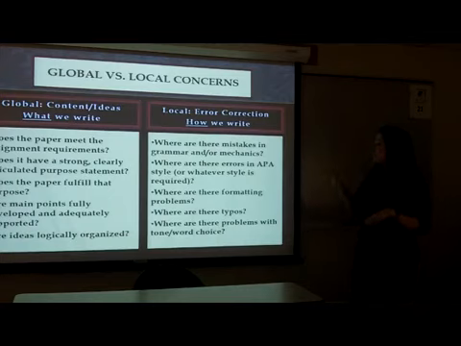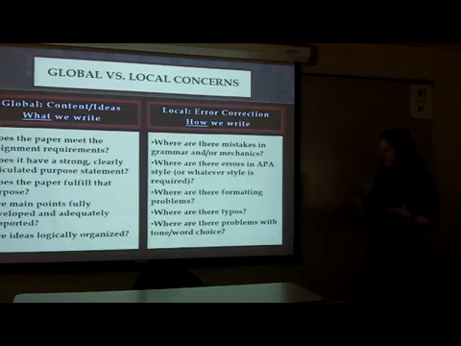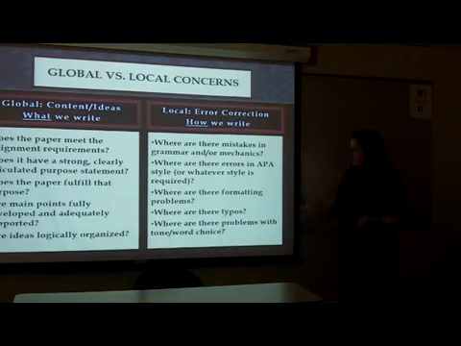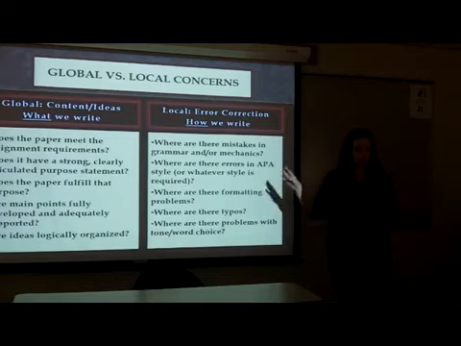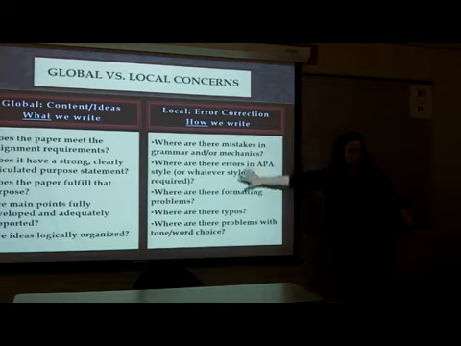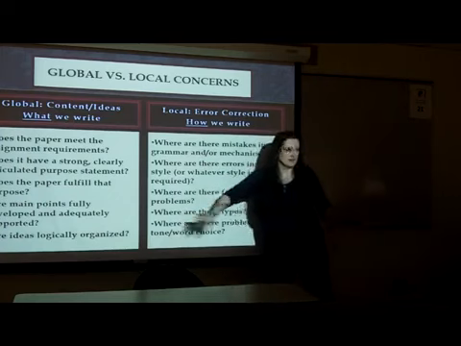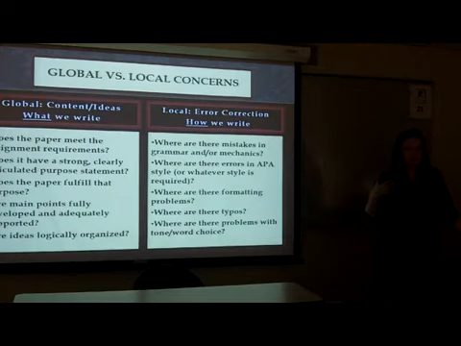And then local concerns: where are there mistakes in grammar, mechanics, APA, or whatever style is required? Where are there formatting problems? Where are there typos? Where are there problems with tone or scholarly voice or word choice? I could think of 8 million more, but you get the idea that these are the 2 categories. And ideally, you want to balance them. What we oftentimes get is just a lot of this and very little of this. So a lot of local error correction type stuff and very little of the substantive critiques that get to the actual thinking process.